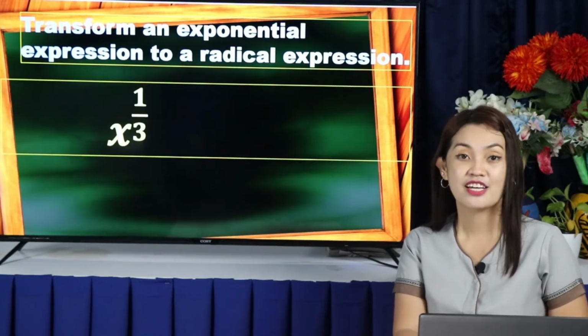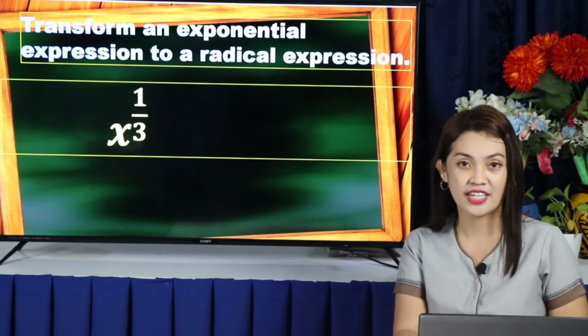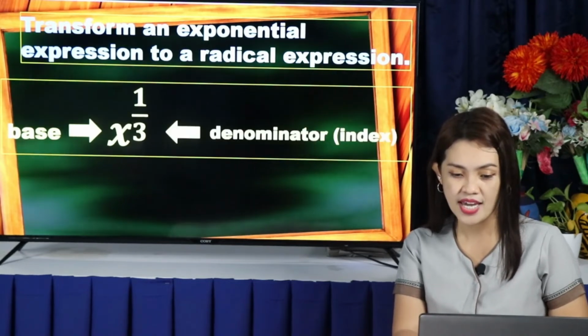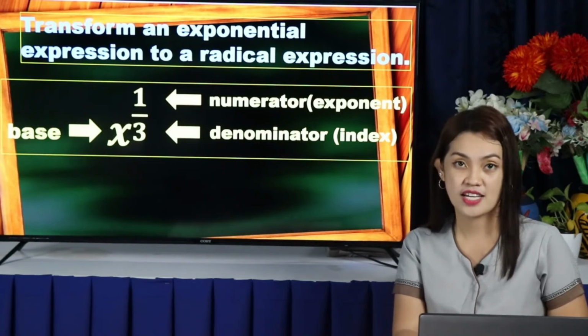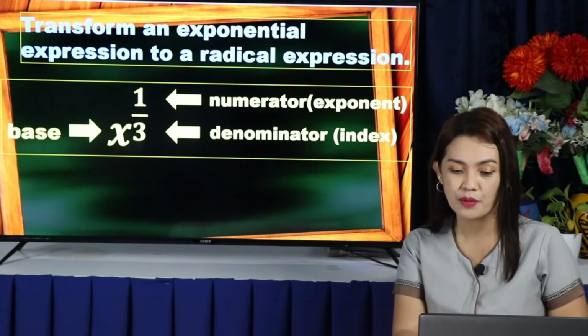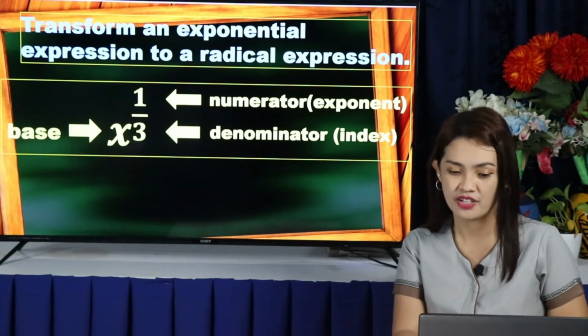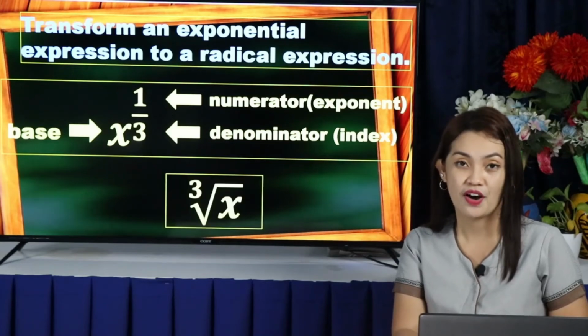Example, transform x raised to the power of 1/3 into a radical expression. In this expression, x is the base, 1/3 is the exponent, 3 is the denominator of the exponent, 1 is the numerator of the exponent. Hence, 3 will become the index of the radical and 1 will become the power of the entire expression. In the case that 1 is the numerator, you don't need to write 1. So x raised to the power of 1/3 is equal to the cube root of x.